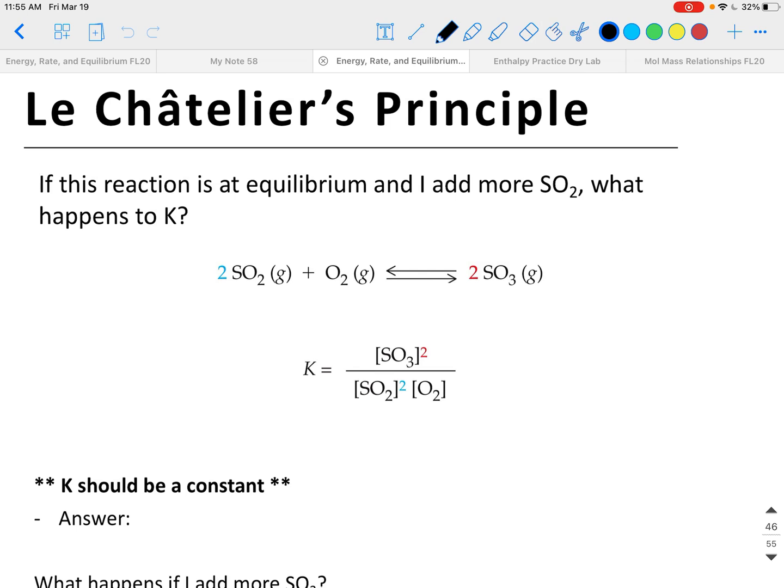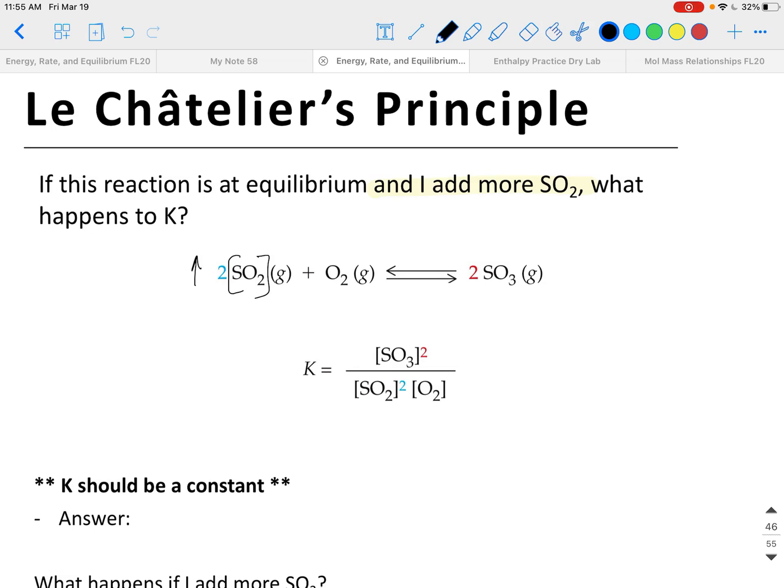If we have this reaction at equilibrium, which means the SO2 and the oxygen are combining and reacting, making SO3, and at the same time the SO3 is decomposing into SO2 and O2, all at the same rate. If I make a change at equilibrium, if I add more SO2, so we've increased this concentration of SO2, we added more.